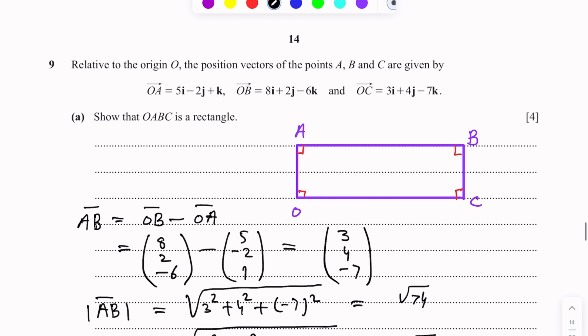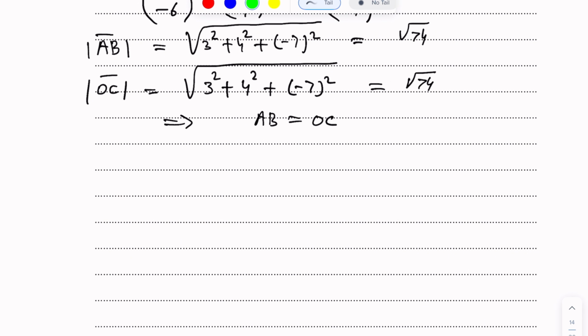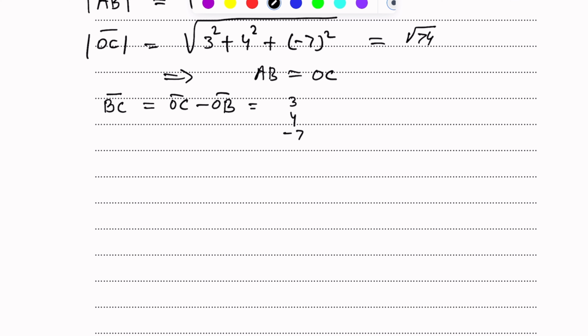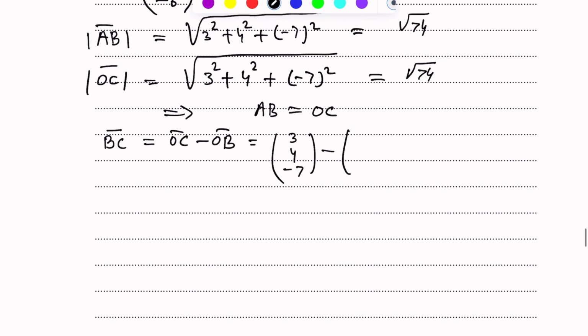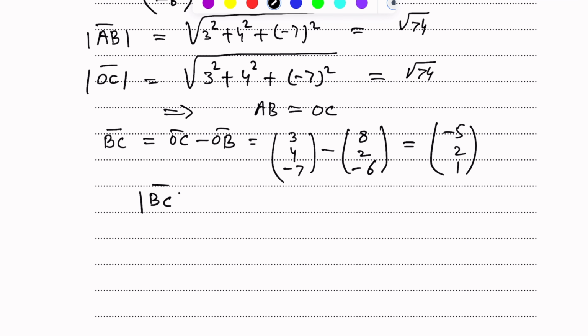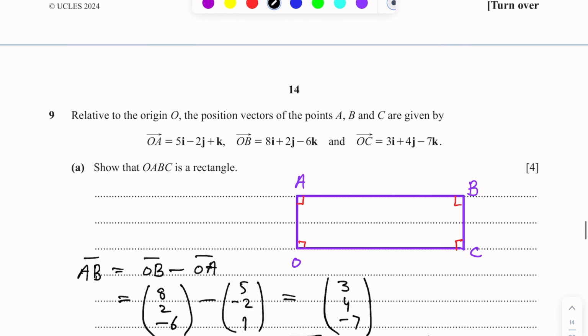Now we find BC. BC vector will be OC minus OB. OC is 3, 4, minus 7, and OB is 8, 2, minus 6. Subtracting we get minus 5, 2, minus 1. Now the magnitude of BC is the square root of minus 5 squared plus 2 squared plus 1 squared, or we get root 30.